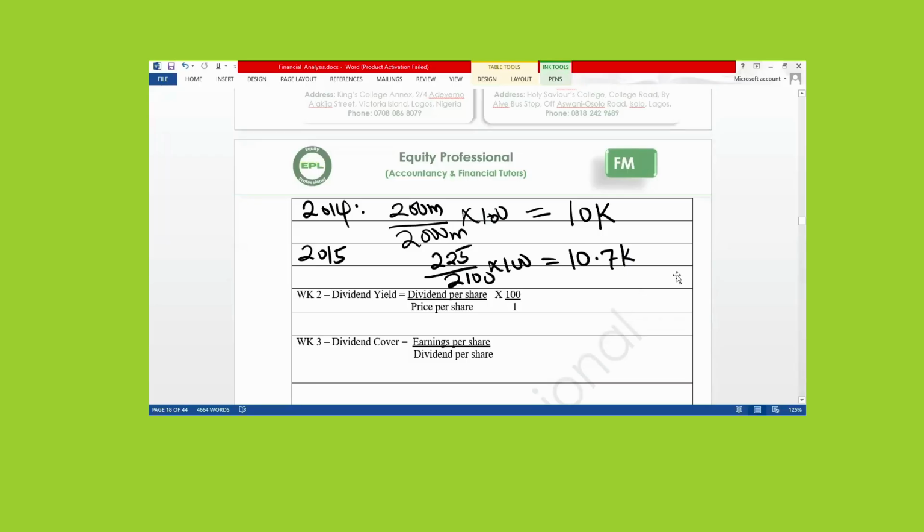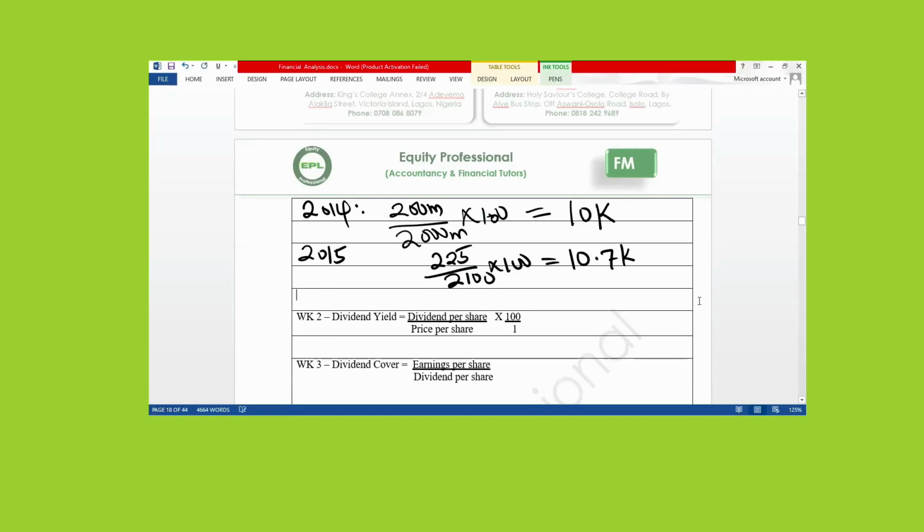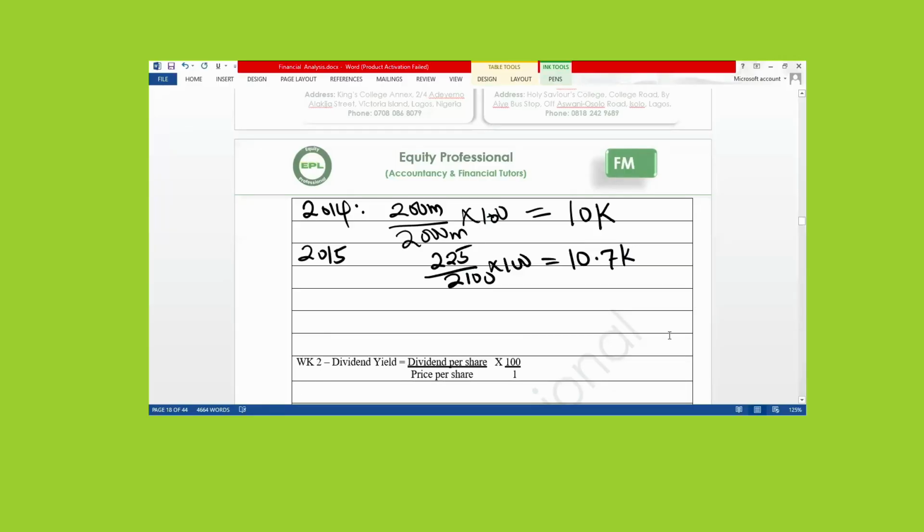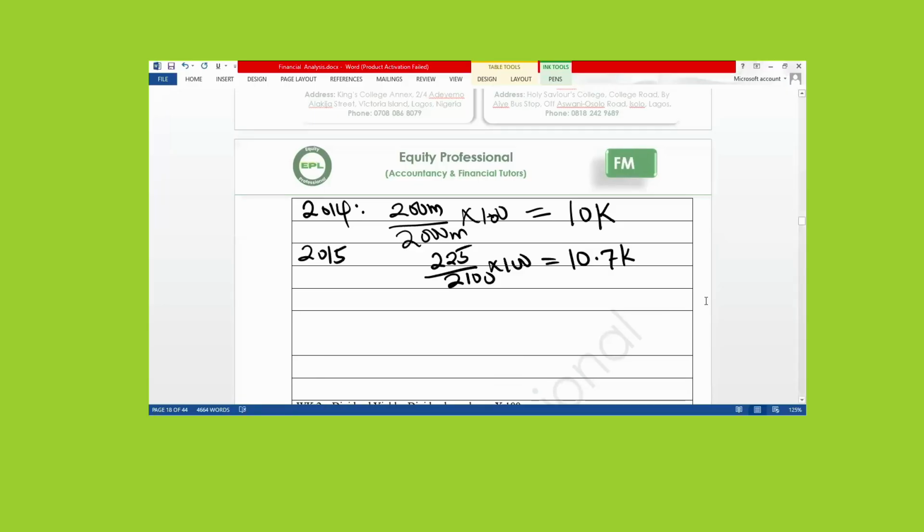I will expand this margin. Let us show the calculation. In exam, you don't need to show this calculation. Just pick your calculator and start computing. But for the lecturer in the classroom, to enhance understanding, it is good for the lecturer to show it.